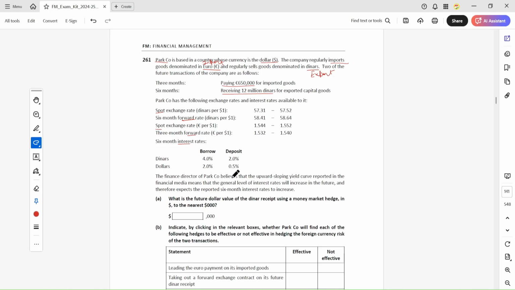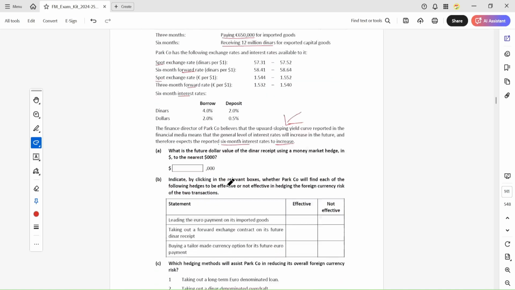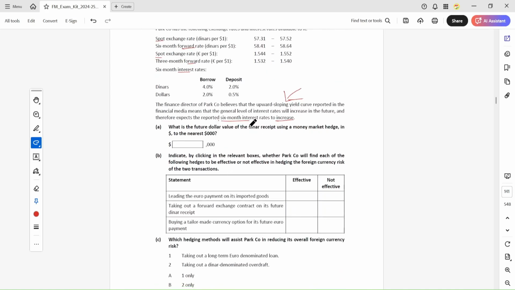The finance director of the Park company believes the yield curve is upward sloping, as reported in the media, and that the 6-month interest rate will rise. What is the future dollar value of the dinar receipt using a money market hedge?